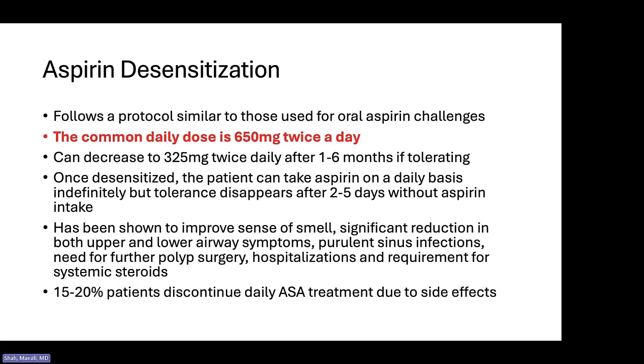But once you complete the aspirin desensitization, the typical dose is 650 milligrams twice a day, or 1,300 milligrams daily. If patients are doing well on that dose, you could consider decreasing to 325 milligrams twice daily, or 650 once a day after 1 to 6 months. However, if you go lower than 650 milligrams in one day, there is the chance that they will lose that tolerance and symptoms will return.